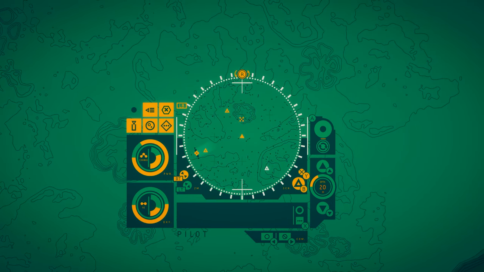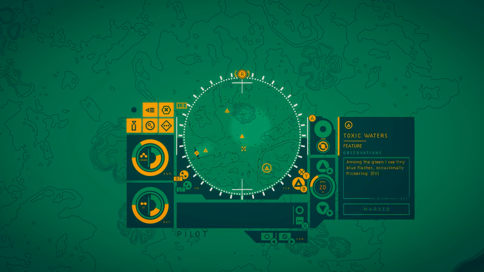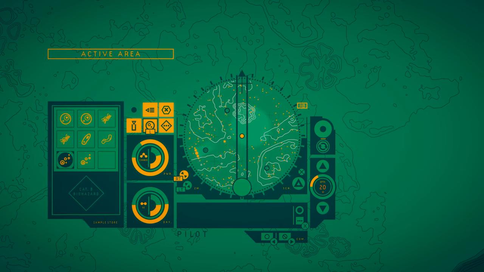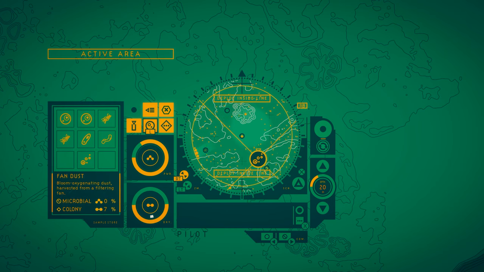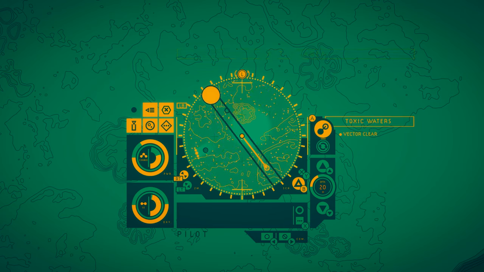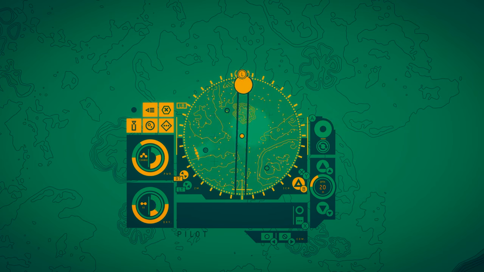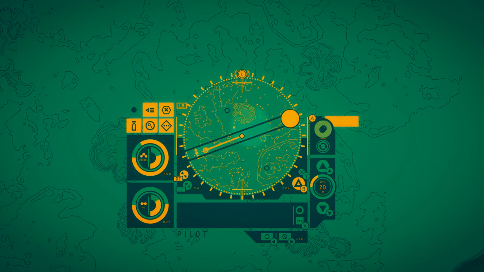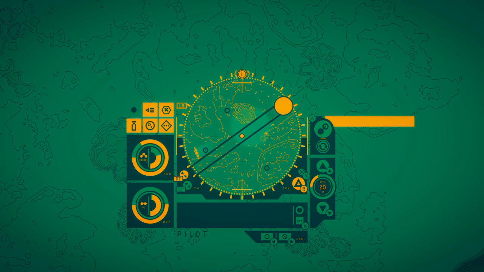Ooh, that one didn't last either. Wait. Oh, now it's taking effect? Maybe it just takes a little while for it to take effect. Toxic waters. Among the green, I see tiny blue flashes, occasionally flickering. Yeah, let's give it a second. Yeah. Now that one definitely just didn't work.